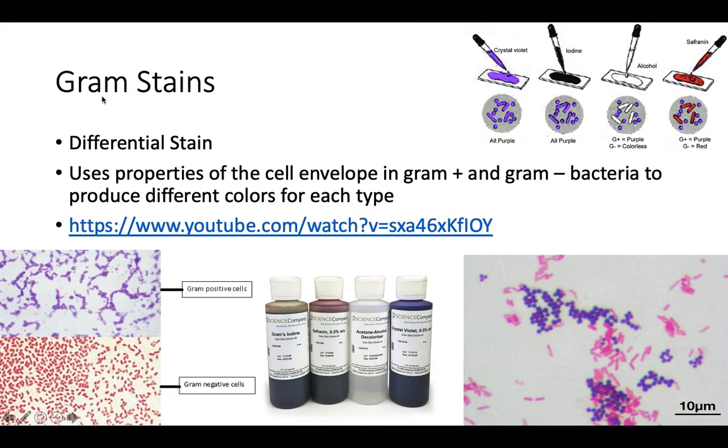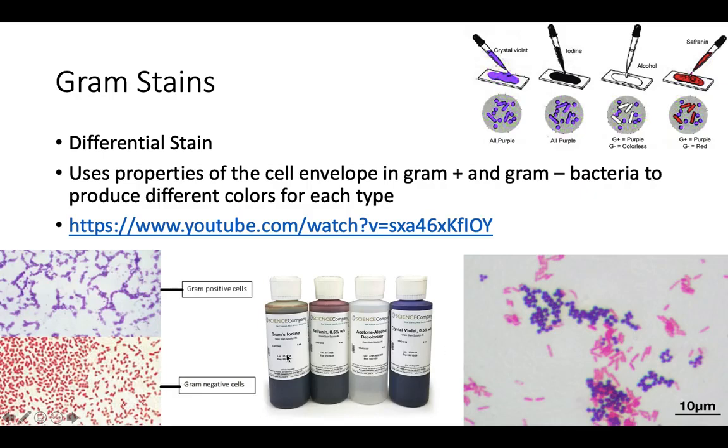So let's talk about gram stains. The first one that we talked about, a simple stain, uses one type of dye, so you don't get any sort of important information. A differential stain, once again a positive type stain, uses more than one type of liquid. So you can see here the steps of a gram stain.